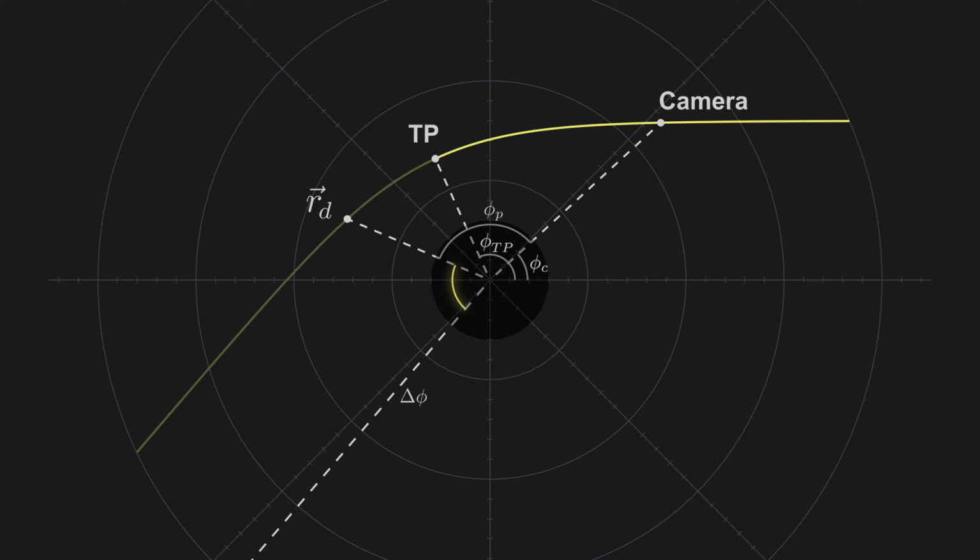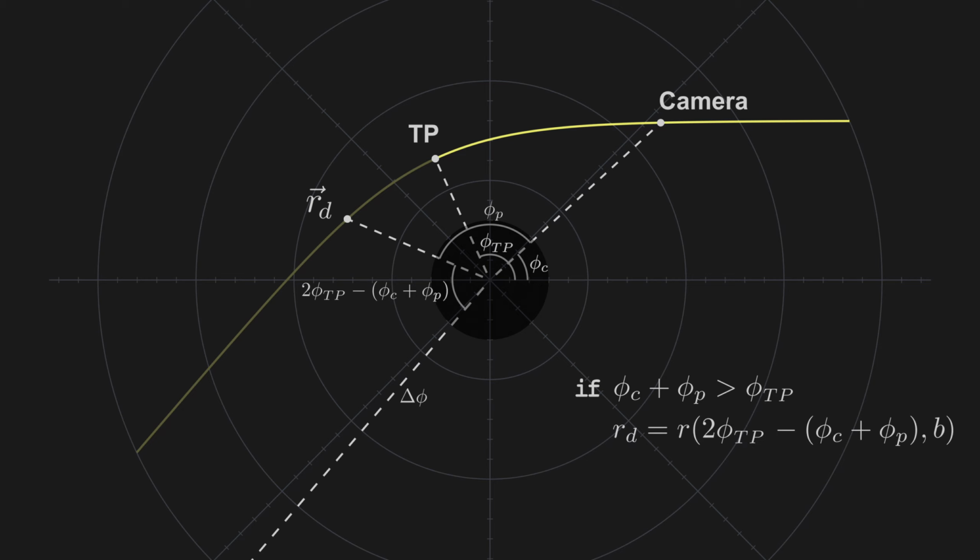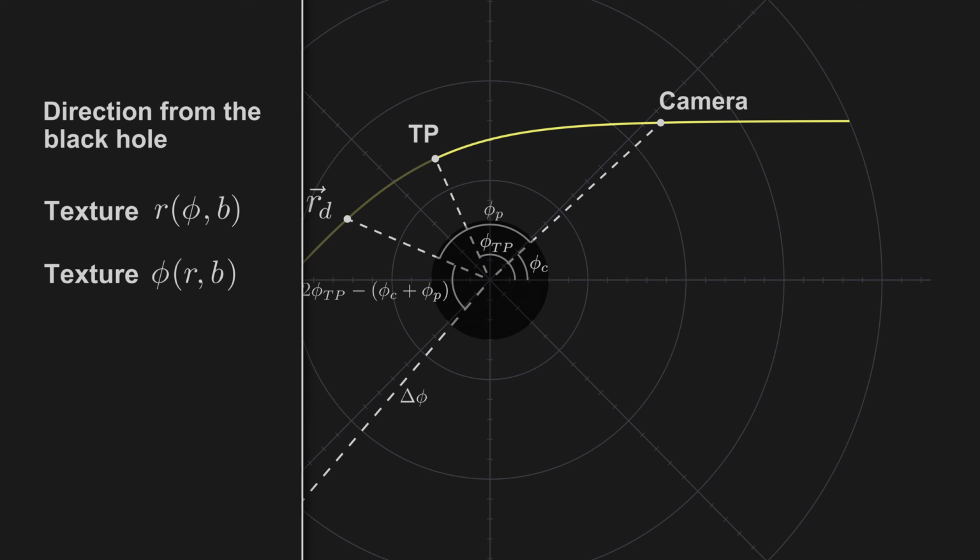This angle is the total angle swept out by the orbit minus phi c plus phi p. The total angle swept out is precisely 2 times phi tp. So if phi c plus phi p is greater than phi tp, we return r at 2 phi tp minus phi c plus phi p, instead of r at phi c plus phi p. That does mean we need to create a third texture, phi tp of b. But the additional resolution of r phi b is totally worth it.